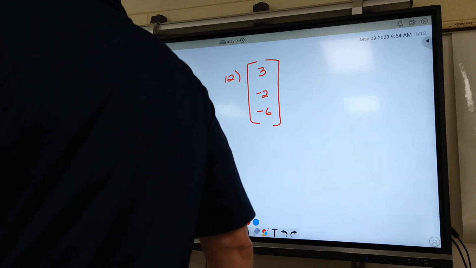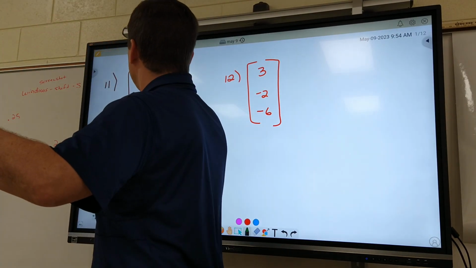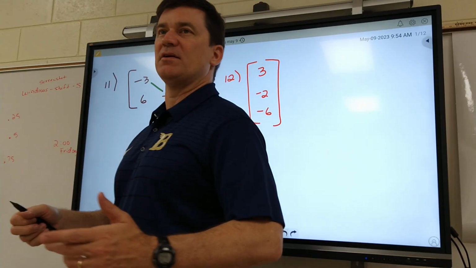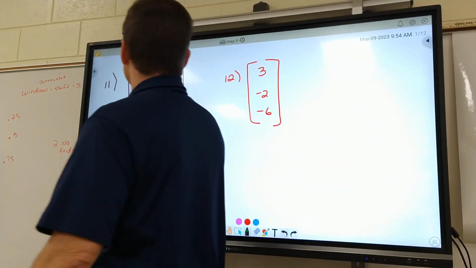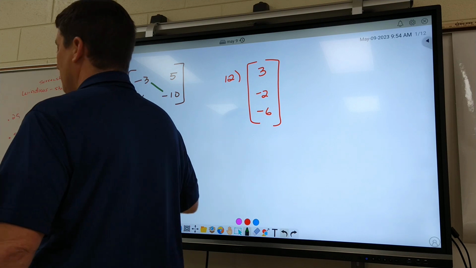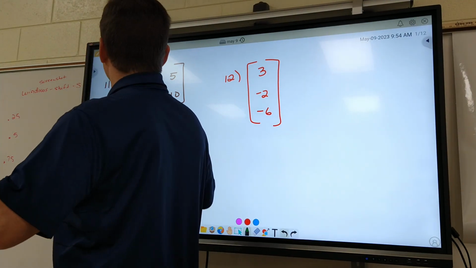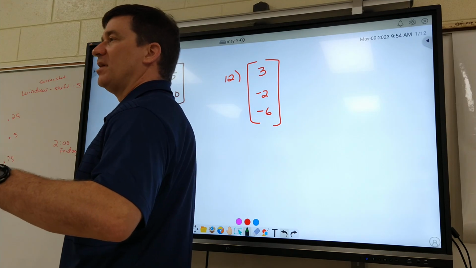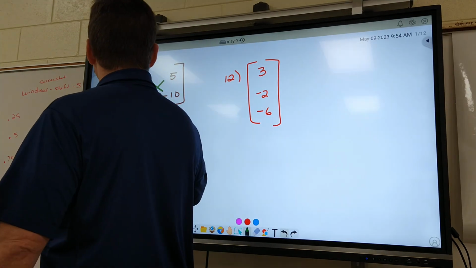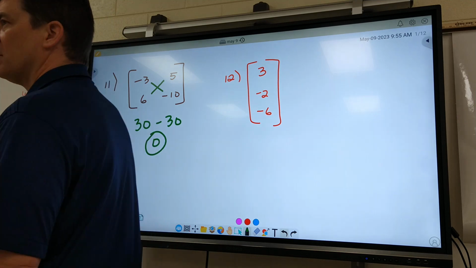You got to go left to right first when you cross multiply. Think about it this way. When you read a book or read a sentence, you read left to right. Go that way first. That's 30. When you multiply back the other way, Harlan, you got to flip your sign. That's what the formula tells us to do. So that would be negative 30, answer 0.